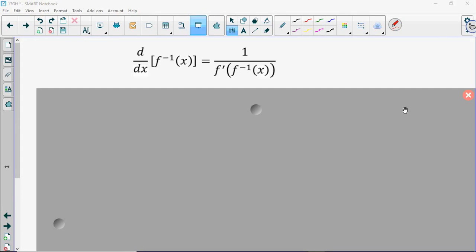All right, 2 last things to wrap up. First, this is another formula that you need to know for AP. You don't need to know it for IB.